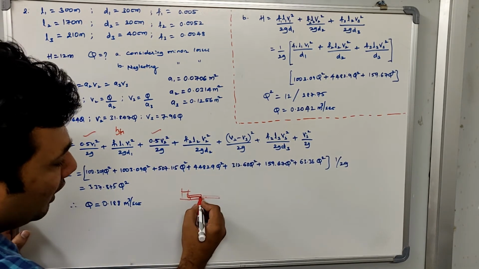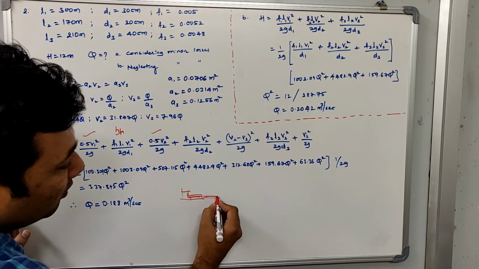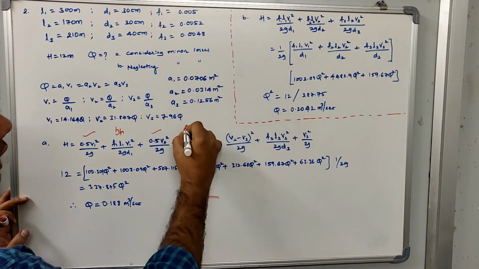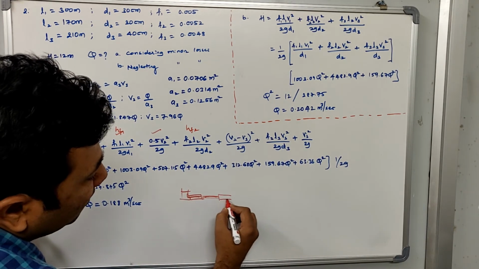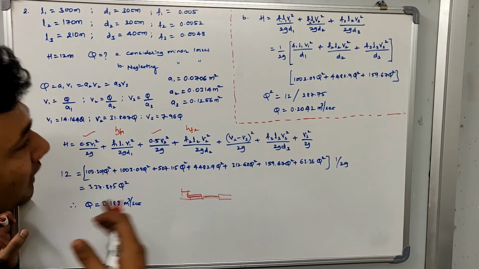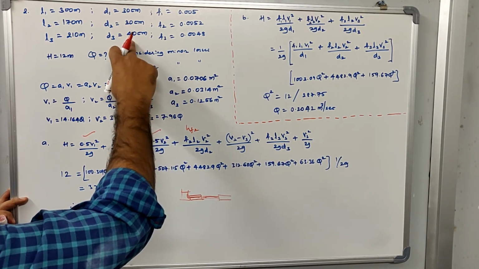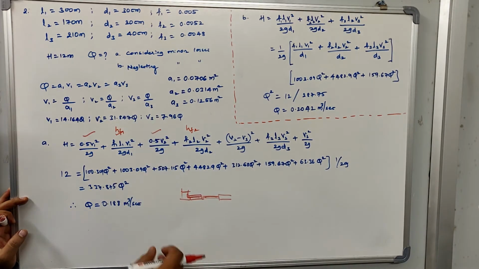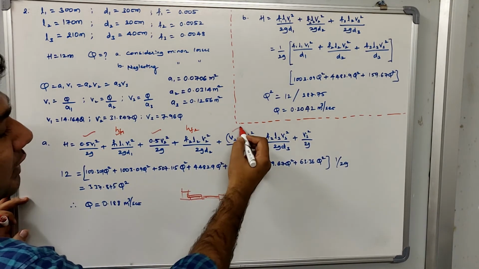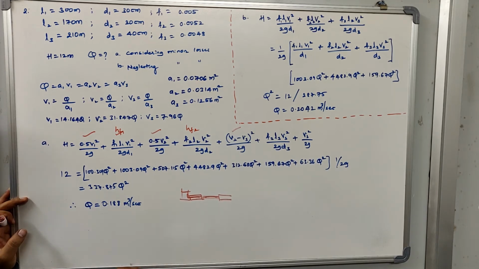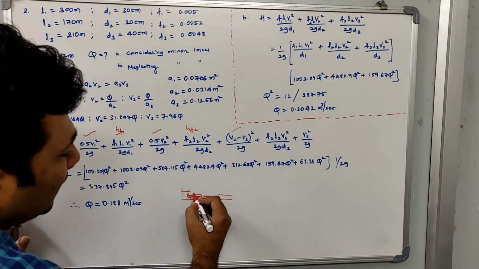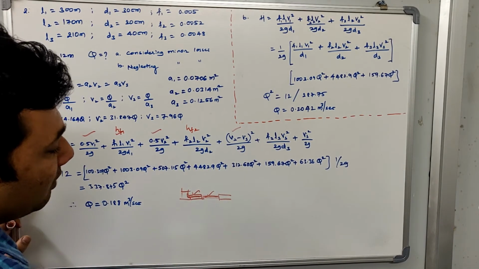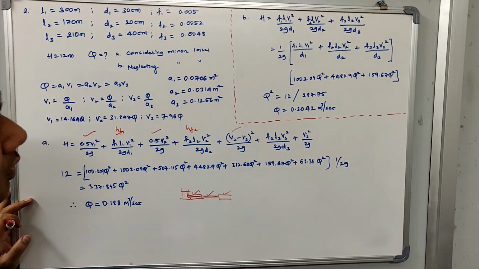Now after the contraction, the next loss takes place while the water moves in the second pipe, which will be called HF2, head loss due to friction in pipe 2 of length 170 meter. After that, again it will enter into the third pipe, and you can see the pipe diameter is increasing now, from 20 centimeter to 40 centimeter. Because of that, it will be an expansion or enlargement. This is the equation which I derived in the previous video, but you need to observe what velocities I am using. The velocity in the first pipe will be called V1, in the second pipe V2, and in the third pipe V3.